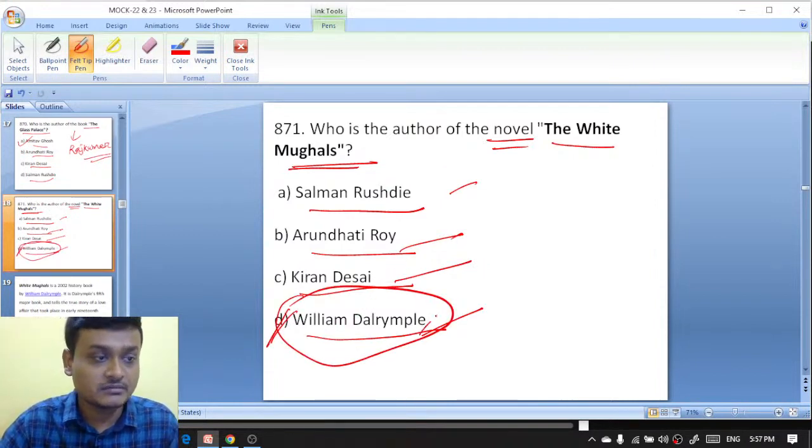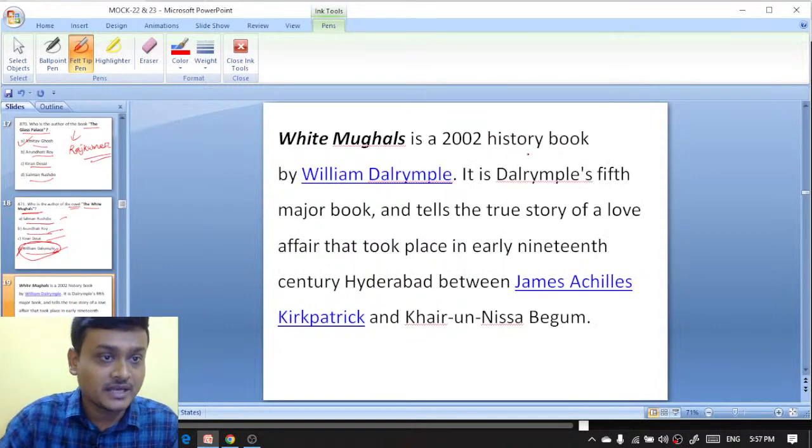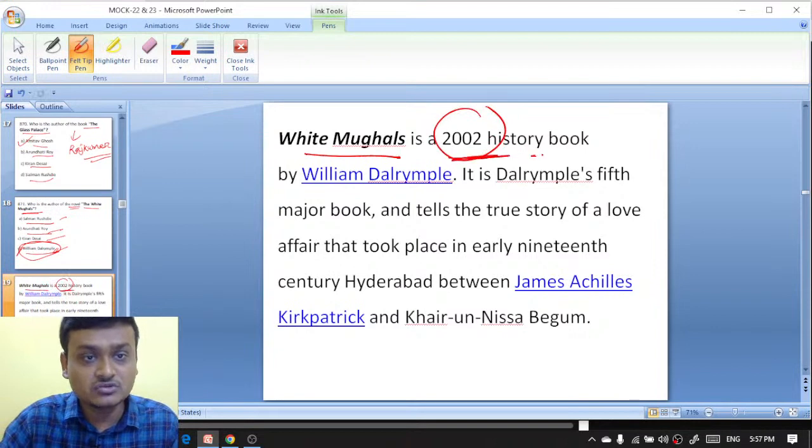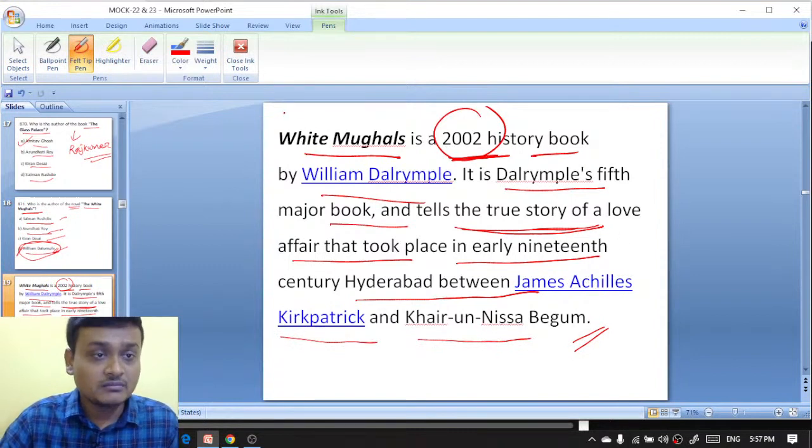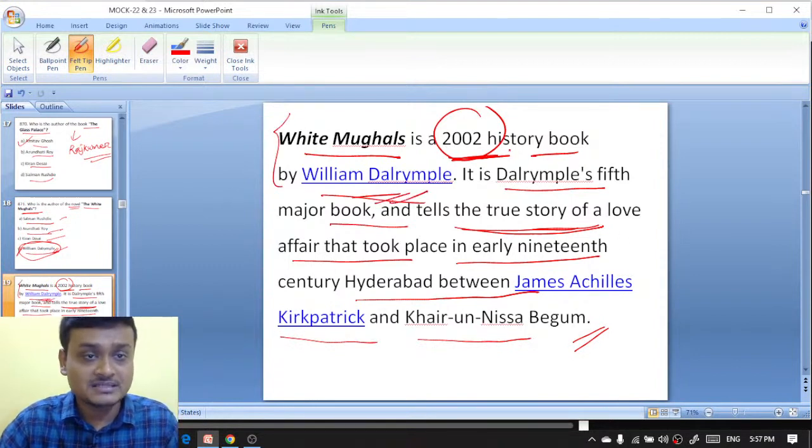White Mughals is a 2002 history book by William Dalrymple. It is Dalrymple's fifth major work and tells the true story of a love affair that took place in early 19th century Hyderabad between James Achilles Kirkpatrick and Khair-un-Nisa Begum. So White Mughals was written by William Dalrymple, a 2002 history book.